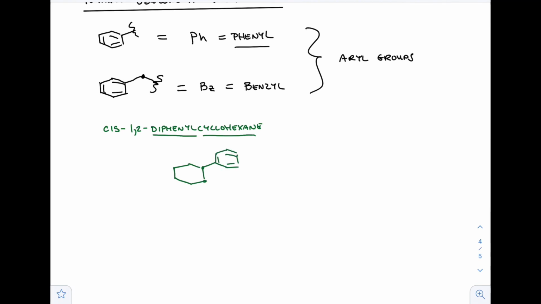But, okay, so cis-1,2-diphenylcyclohexane. First draw out the cyclohexane, and then the 1,2 position has a benzene ring on it, right? That's what the diphenyl means, and it's cis, so we draw the wedges, and that's how you draw a benzene ring as a substituent. You can go from the name to the structure, or from the structure to the name.